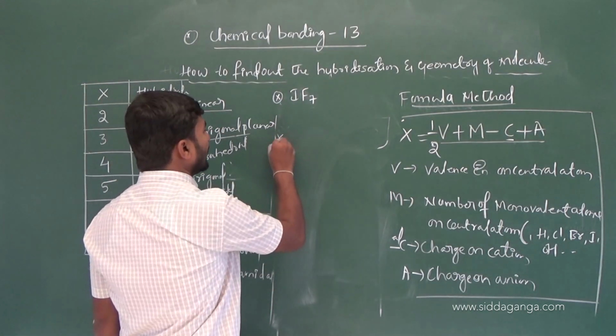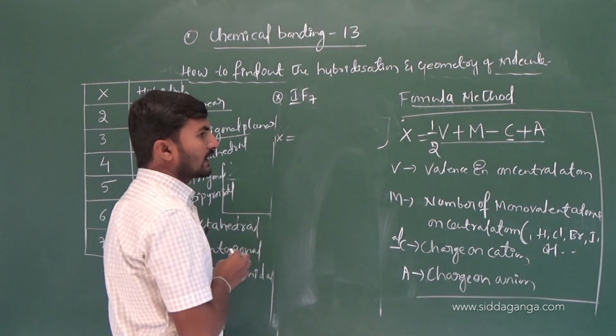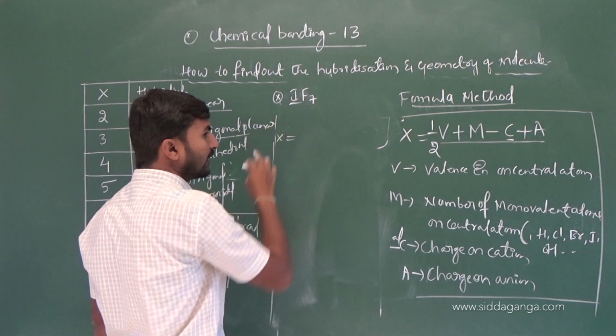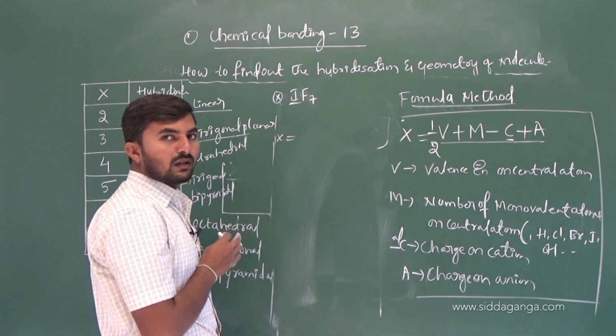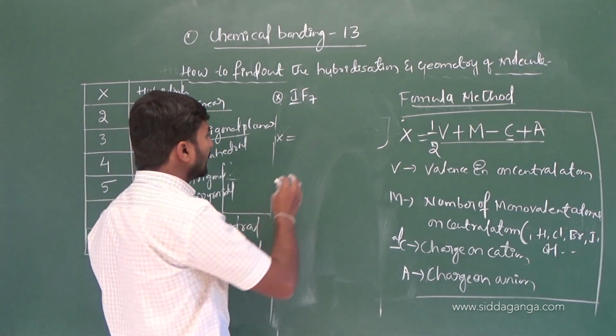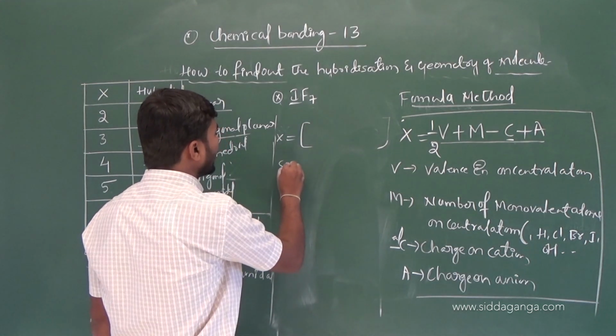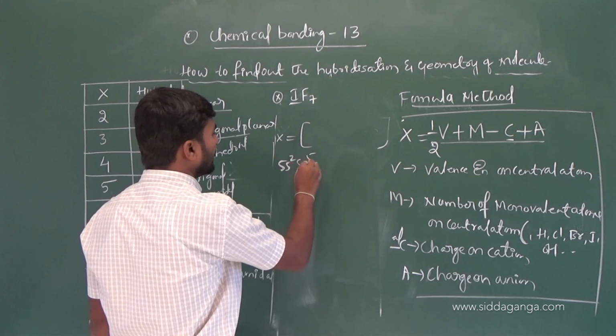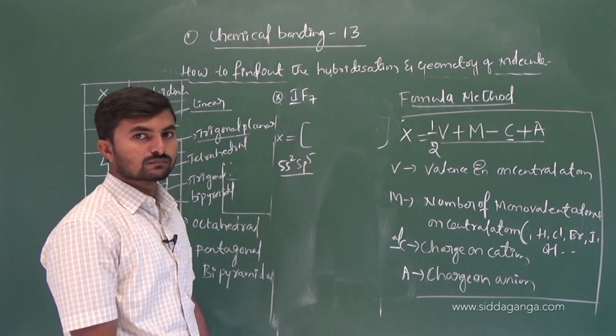Which is the central atom here? Iodine will become the central atom here. How many valence electrons are there on iodine? Iodine has a 5s2 5p5 configuration.